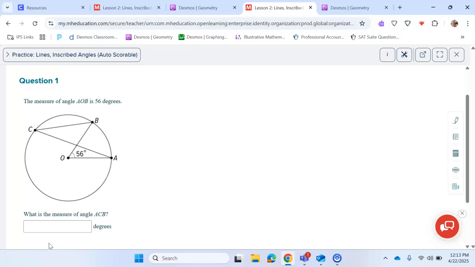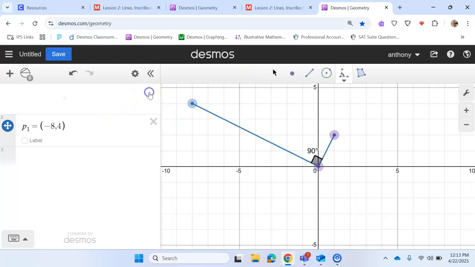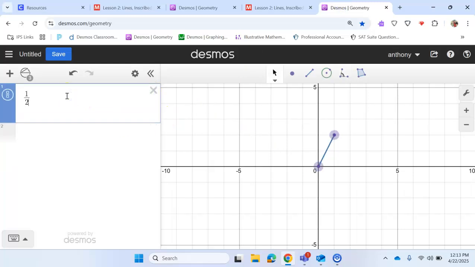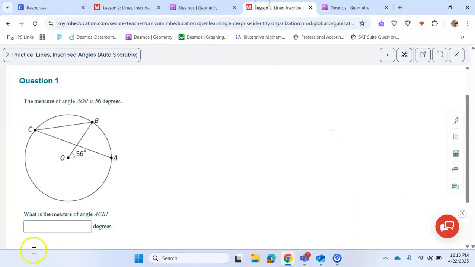Well, angle AOB is a central angle. Angle ACB is an inscribed angle. They both have the same endpoints. The inscribed angle is half. Half of 56 is 28. 28 degrees.